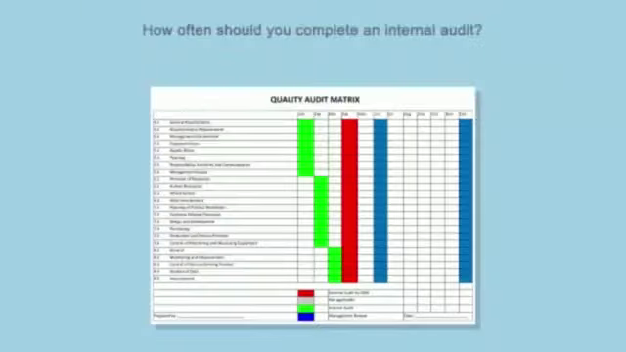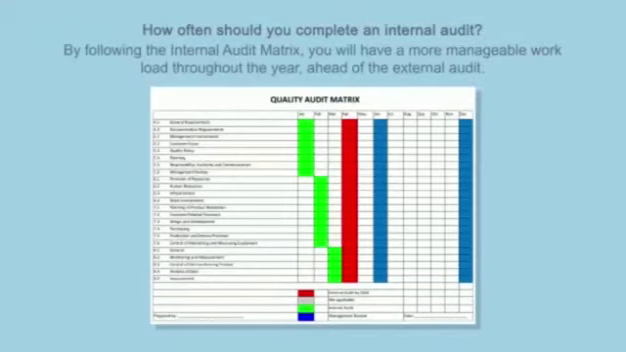So, how frequently should an internal audit take place? This is down to you. Internal audits can either be carried out routinely, as shown on the internal audit matrix supplied by QMS, or more sporadically to fit around other commitments.